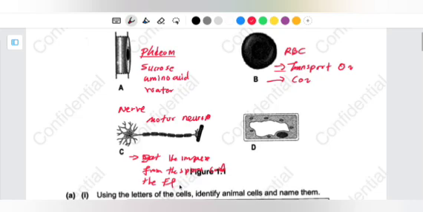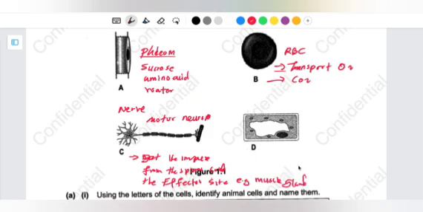An effector is any organ that is going to respond to a stimulus. For example, you can talk of a muscle or gland, or skeletal muscles, anything that can respond to a stimulus. I'm not saying something that can detect, but something that is going to respond to a stimulus.